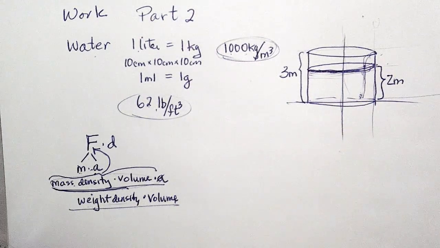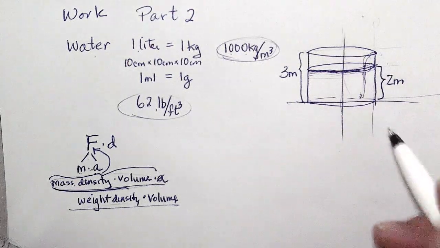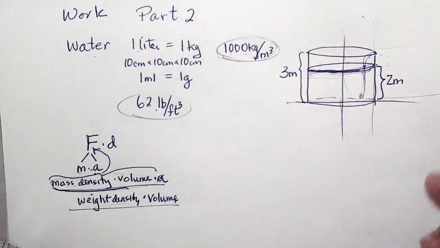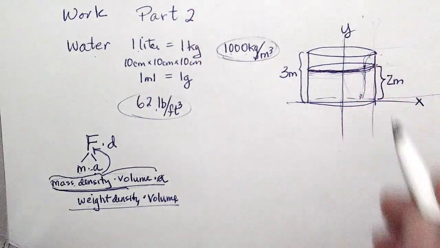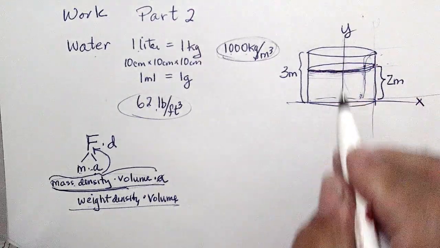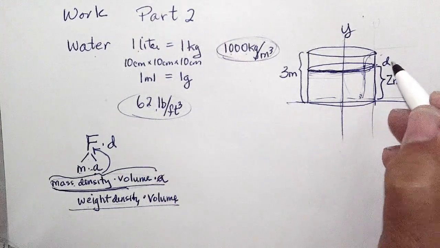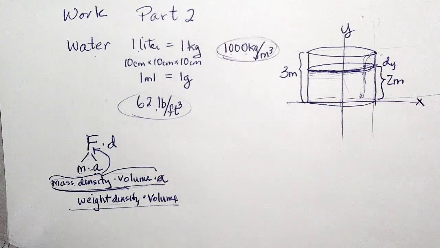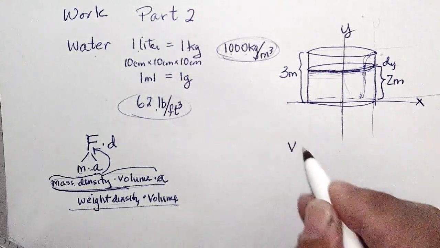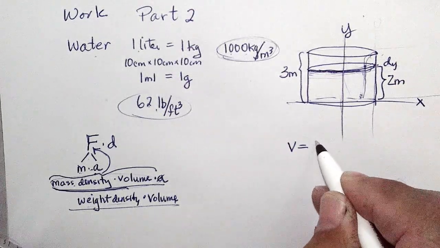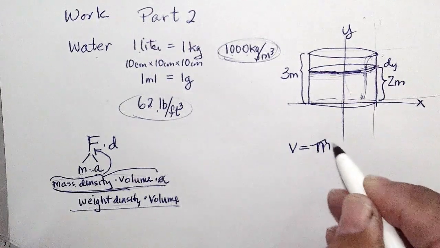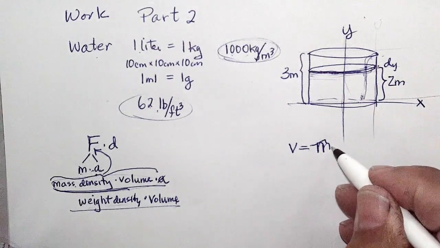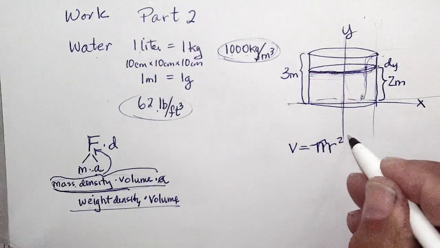And then we can do it again, maybe putting it at the top of the tank. But let's set it there. And I'm going to call this x and this y. And so my thickness is in the y direction, so it's dy. And this is a disk, and the volume of a disk is pi r squared h.